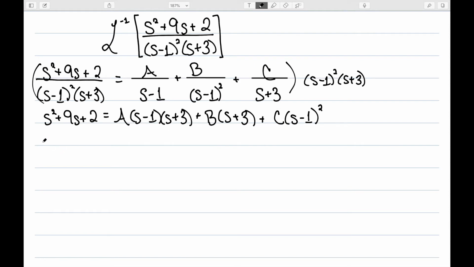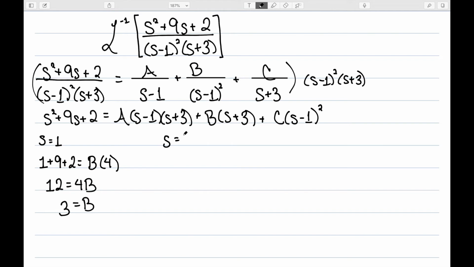And once again, I'm going to pick nice values for s. I'm going to start with s being equal to 1. This left-hand side then becomes 1 plus 9 plus 2. The right-hand side, this A term will go to 0. I then have B times (1 plus 3). And this C term will also go to 0. So I have 12 is equal to 4B, or B is equal to 3.